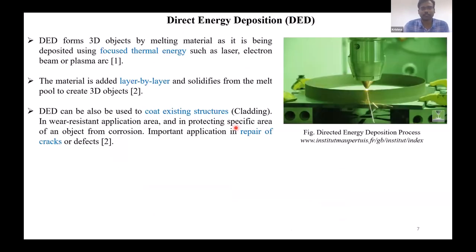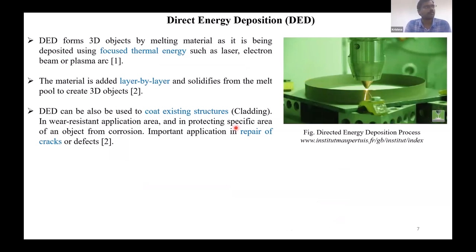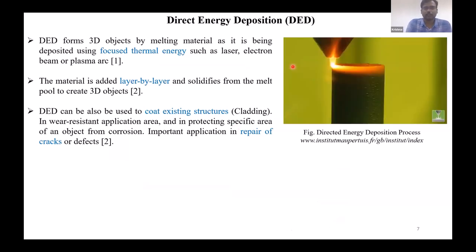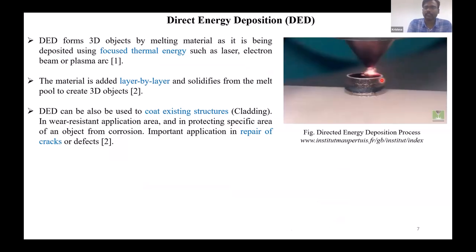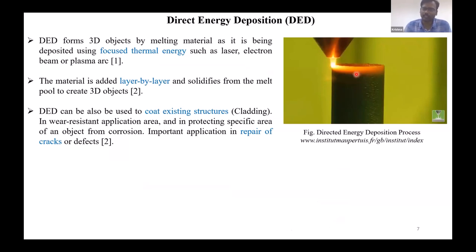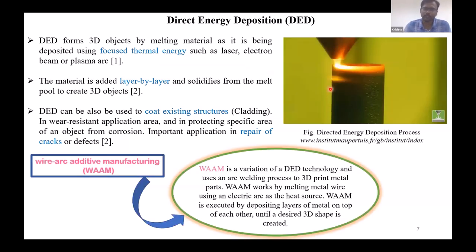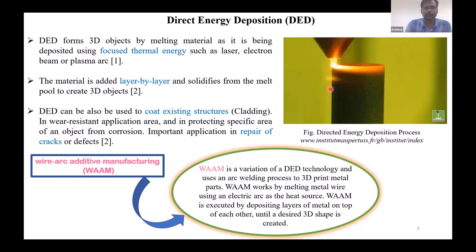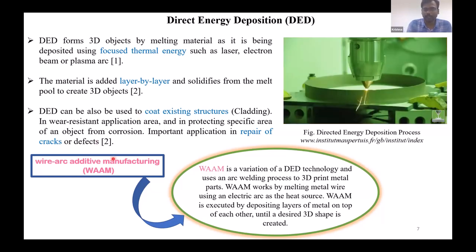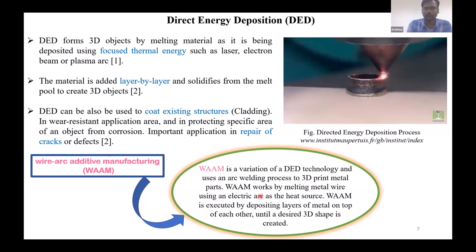So if you see the direct energy deposition process, it is a layer by layer deposition where the powder is fed coaxially and it is melted with a laser source. Right? So instead of the powder, if we are using wire as a feedstock, and instead of the laser source, if we are using the arc as a heat source, then the process is termed as wire arc additive manufacturing, where we are melting the wire with a conventional welding heat source.